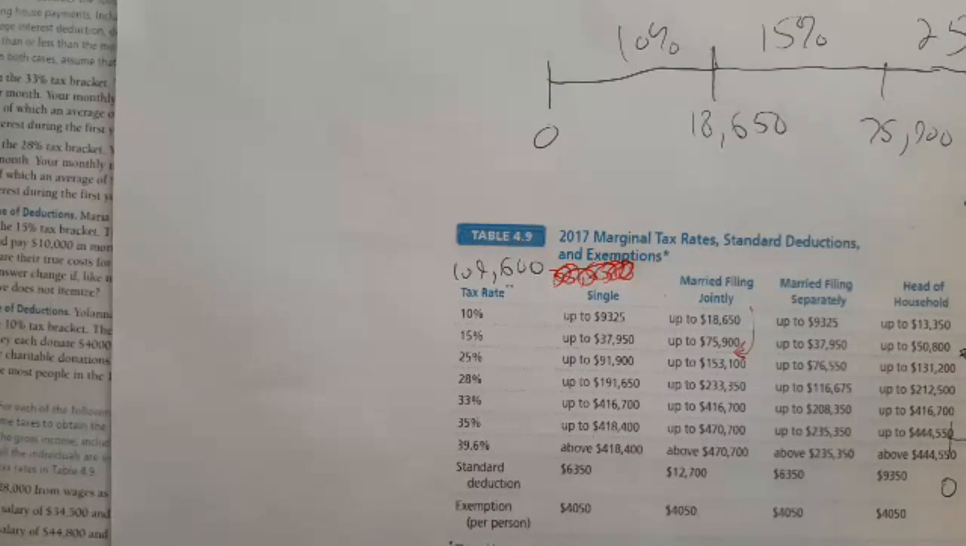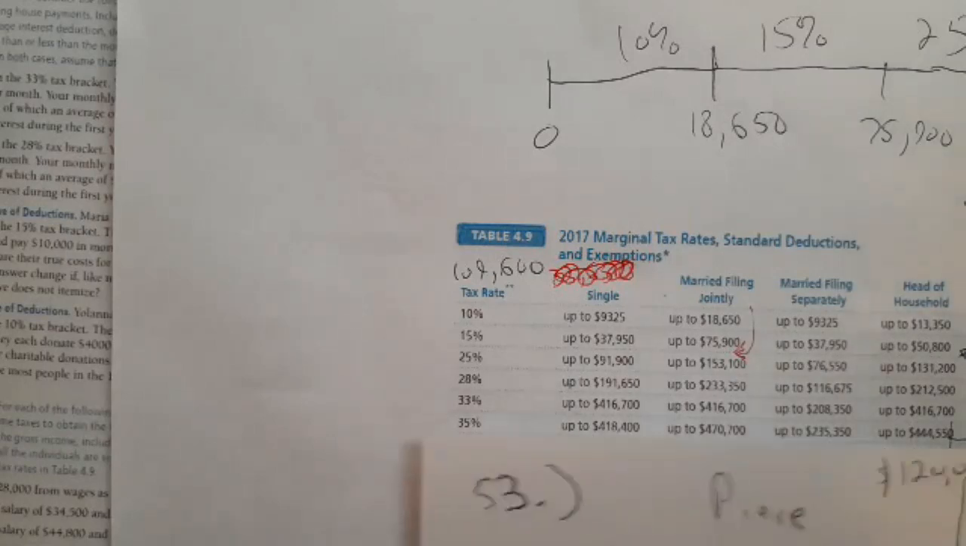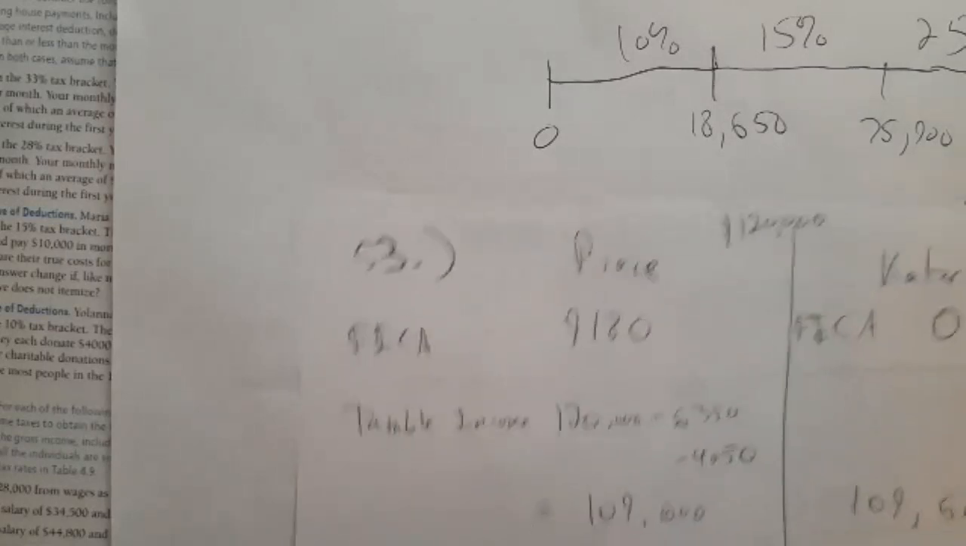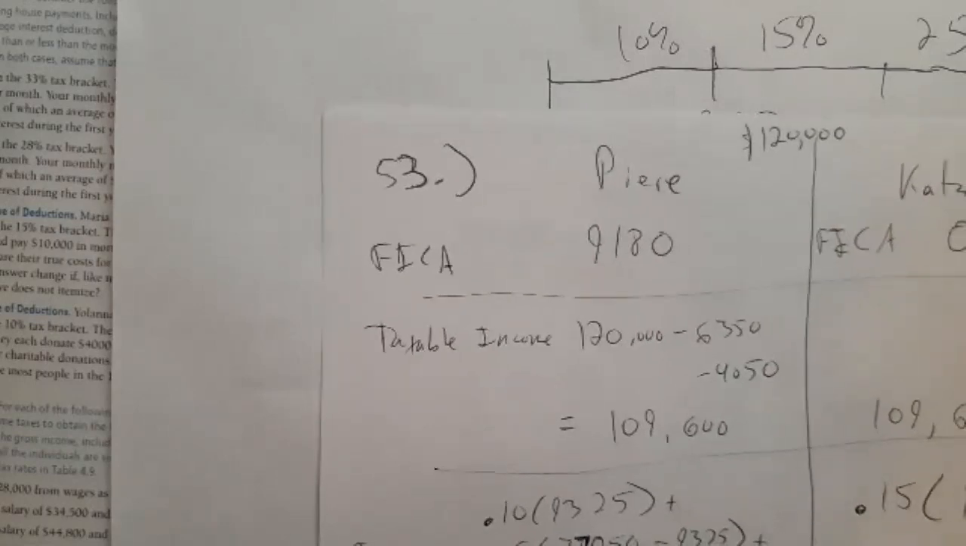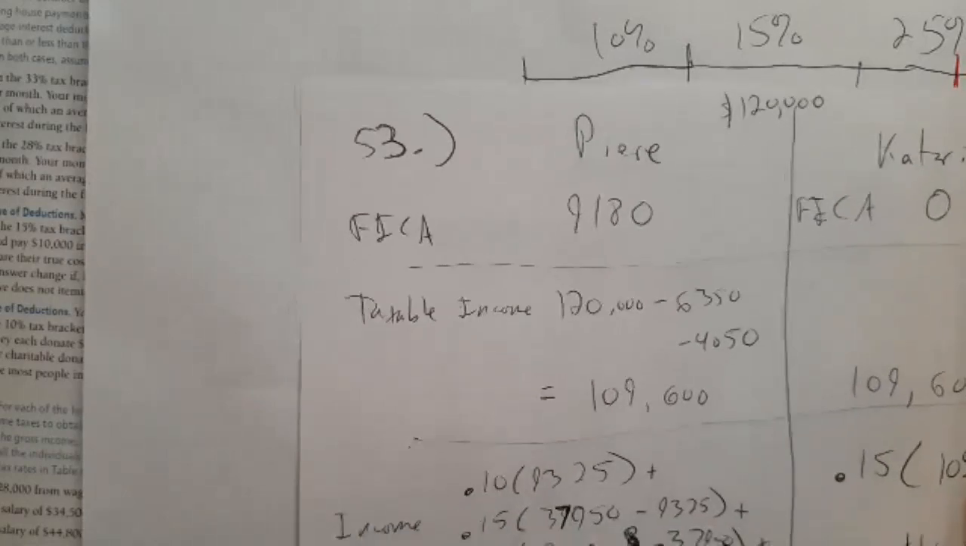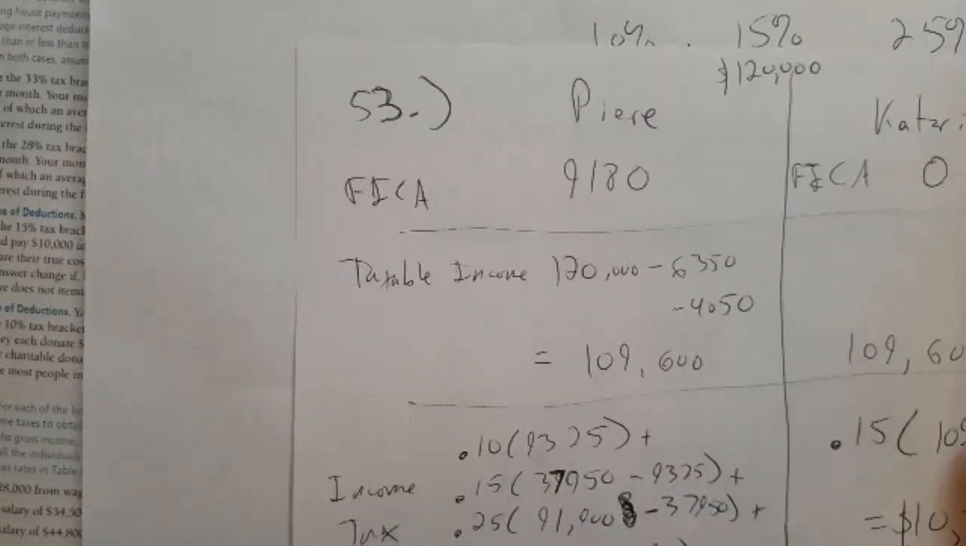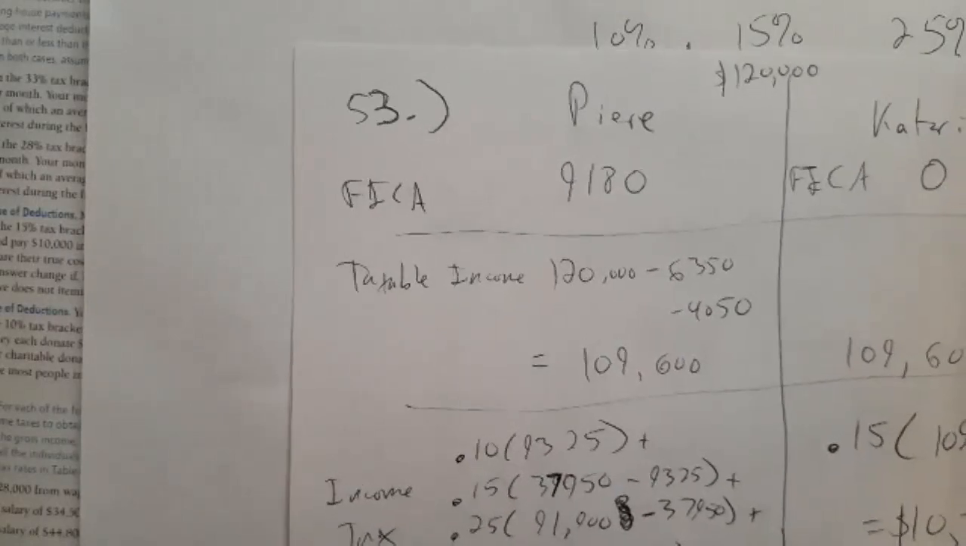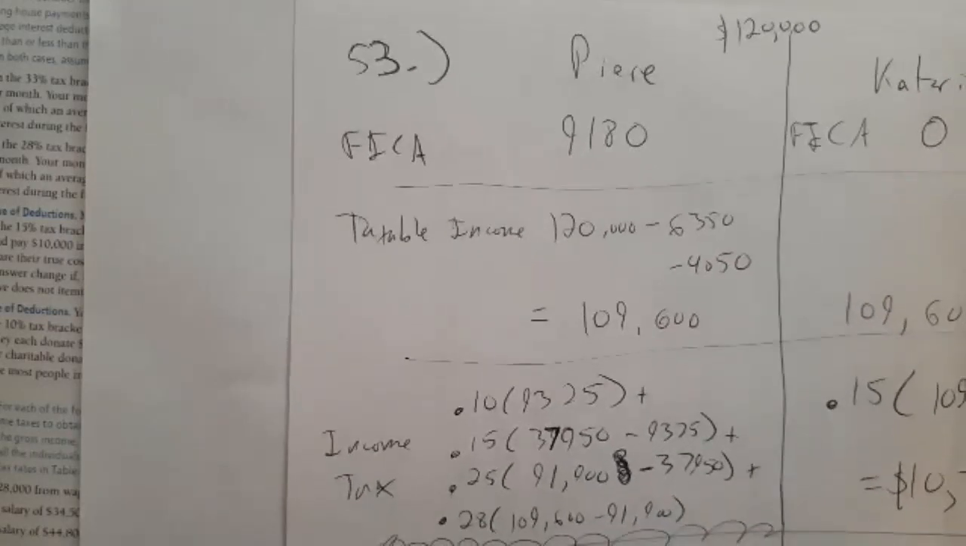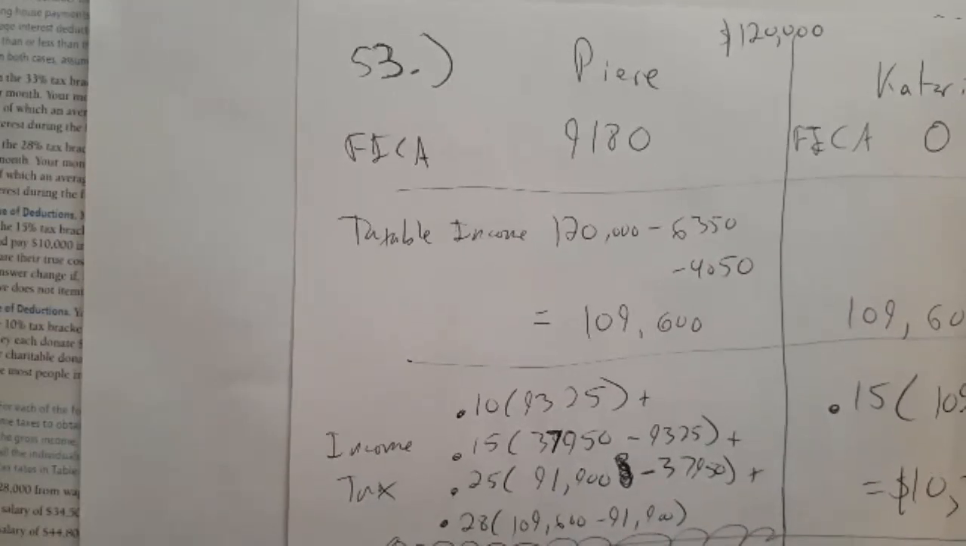Are we getting it? Does anybody need more time? More time, less time? Just about the right time? Okay. I think we're getting that much for Pierre. So the 10% goes up to the 93.25. 15% goes up to 37,950. 25, we're going up to that 91,000. Then the last bracket goes up to that amount, 109,600. We're subtracting it from their previous bracket.